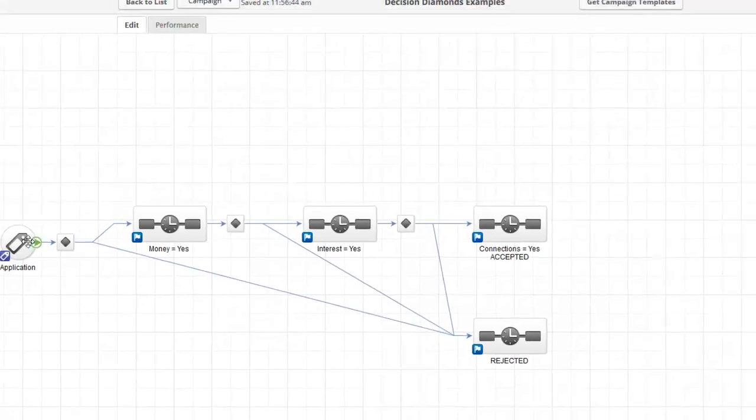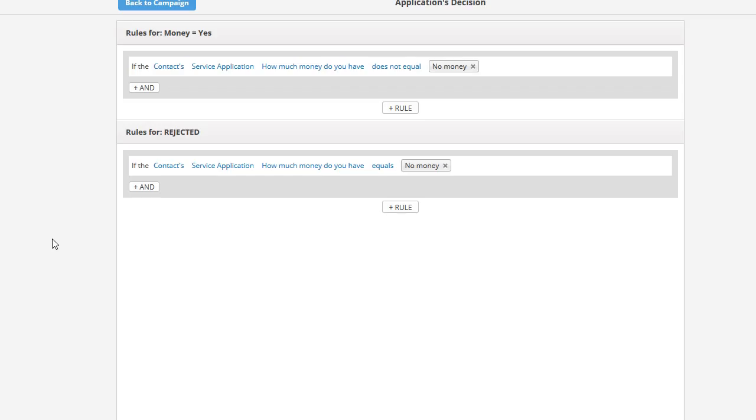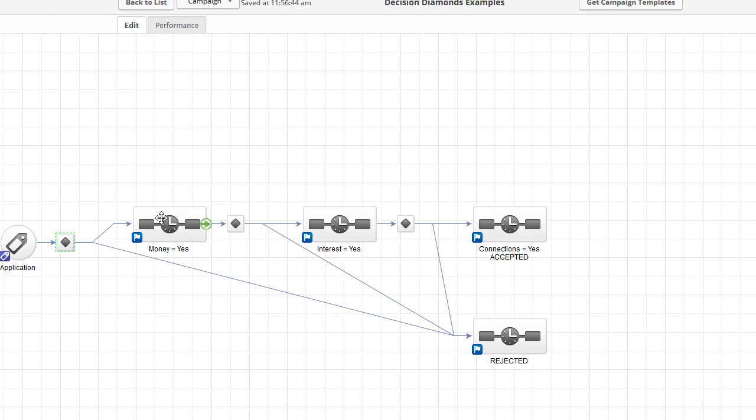So in the first diamond, I'm only asking one question. I'm asking, do they have any money? If they say yes, they've got money, then they continue along the application path. If they have no money, then we send them to the rejected sequence. After that, so we know how much money they've got, we then address question 2 in a separate decision diamond.